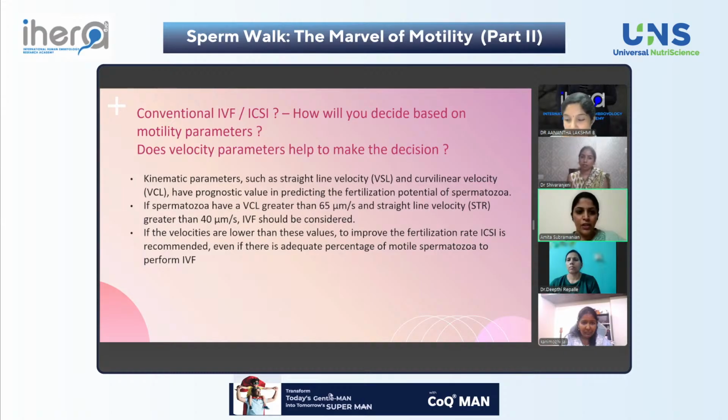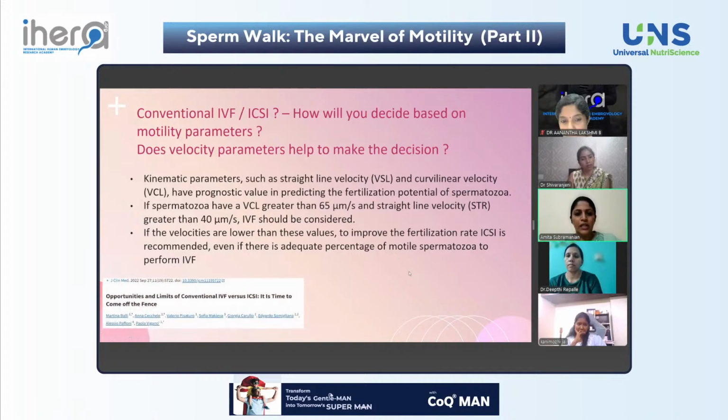Okay, so an extension of this question. Do velocity parameters help us make this decision? But not all of us have access to CASA systems to assess the velocity. So what is your opinion on it? Post wash, you can see what kind of tail movement is there. We also don't have CASA, but I have worked enough with CASA, and it's not that you can't make it out. It takes experience. When you see the spermatozoa on a wet slide, you can say this motility is good, and this is a hyperactivated or capacitated sperm's motility. You can usually identify it on the slide after post wash.